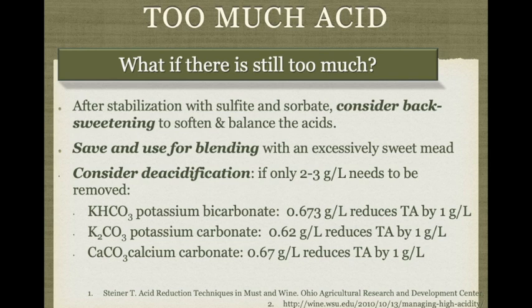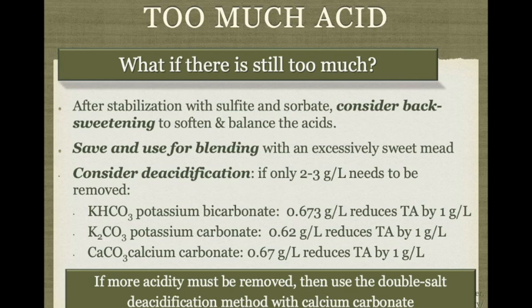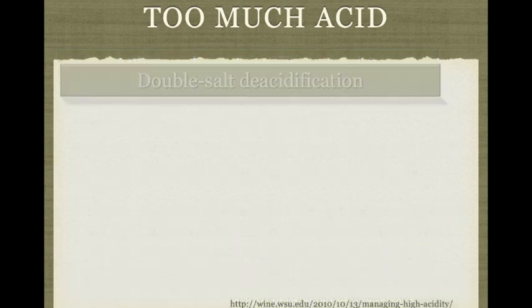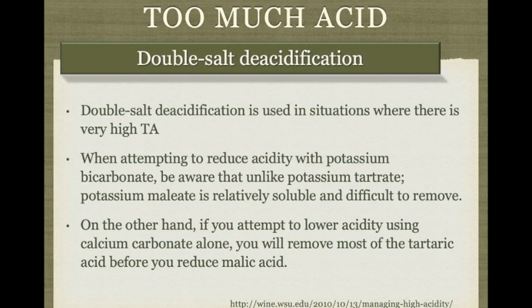But if you need to remove more than that, you have to be careful. For one, you can add flavors you don't want. I mean, think chalk. And then it can also be hard to reduce it. So in that situation, you need to use a technique called the double salt deacidification method. The way that works is, if you're trying to reduce acidity with potassium bicarbonate only, potassium malate, which is from malic acid, is relatively soluble and very difficult to remove, unlike potassium tartrate.